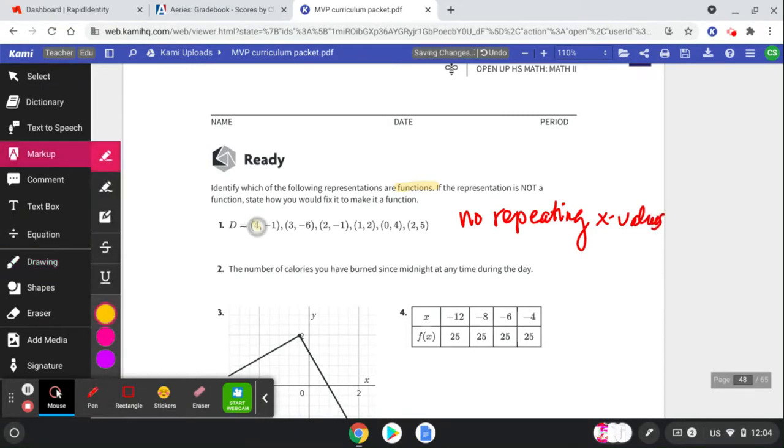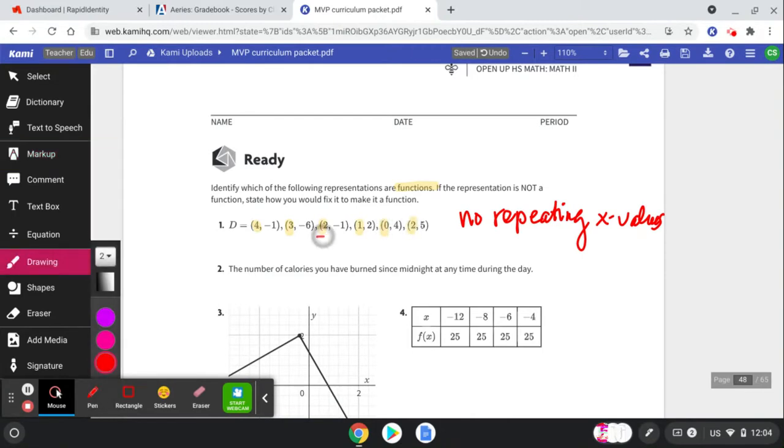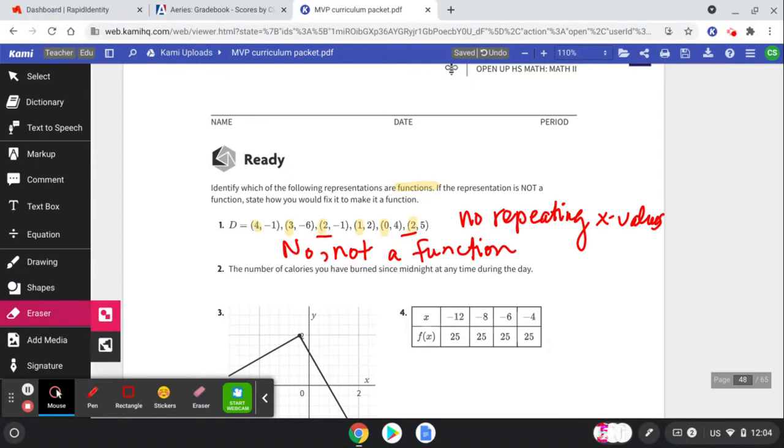Do you see right here, there's a 4, a 3, a 2, a 1, a 0, a 2. Notice that the 2 appears twice, right here and right here. So no, this is not a function. That's because the definition of a function is for each input, there's only one output. So if you have a repeating x, that means there's 2 outputs for that input. So no, it's not a function.